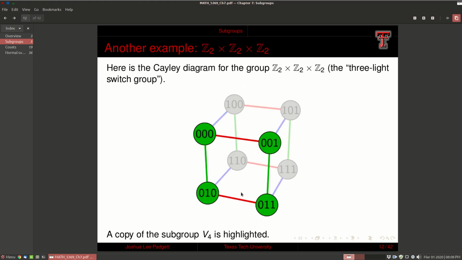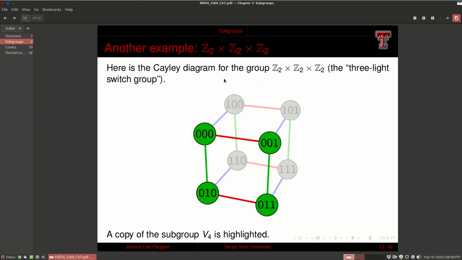All right, so what's another example? Another example is Z2 cross Z2 cross Z2. Now, there's nothing you really need to know about these crosses other than what? I'm basically saying that we have 3-tuples. So what do I mean? You can put a number, comma, a number, comma, a number, and each of these numbers has to be 0 or 1. Okay? So this also could be thought of as the Cayley diagram for the 3 light switch group.